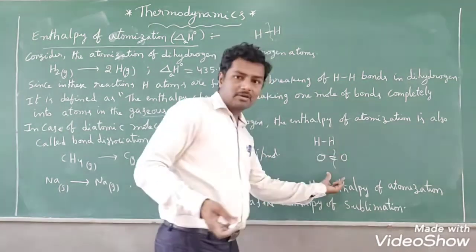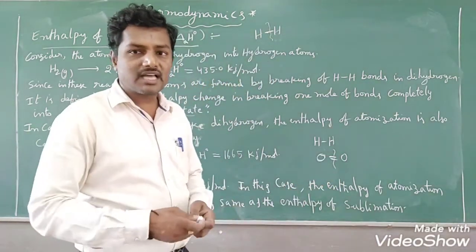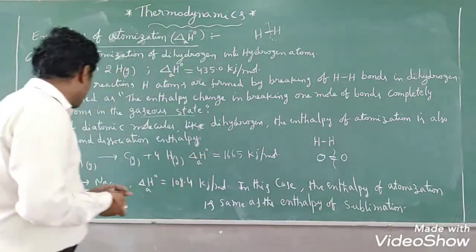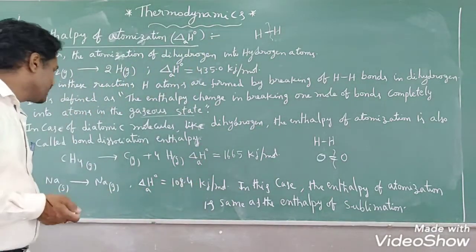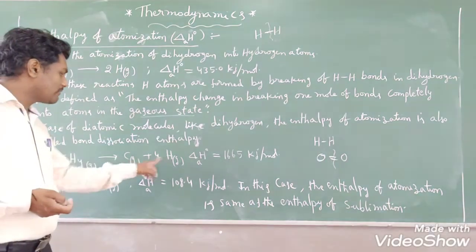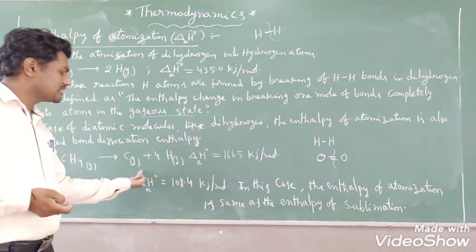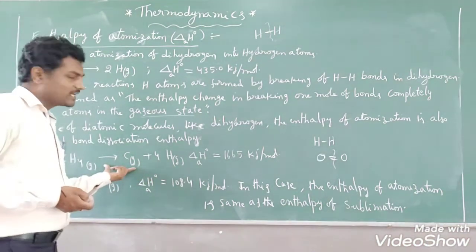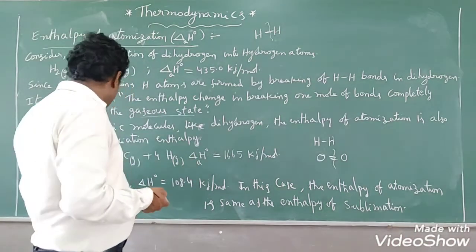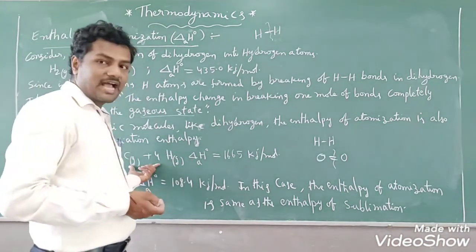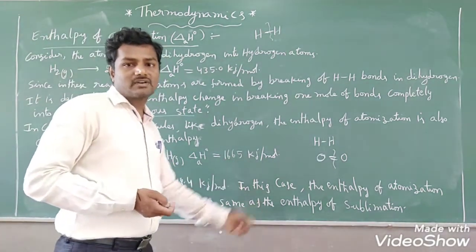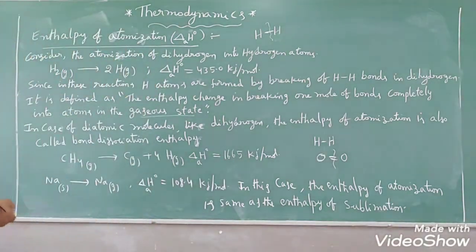So in case of diatomic molecules, bond dissociation enthalpy is also called what? Enthalpy of atomization, students, right? Now take CH4. CH4 is converted into carbon and 4 hydrogen atoms, and that too should be in the gaseous state only. Then this process we generally call enthalpy of atomization. To convert a CH4 molecule into its constituent atoms in the gaseous state, 1665 kilojoule per mole of energy is required, students.